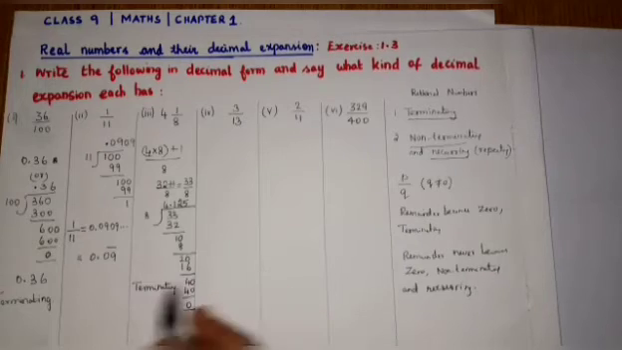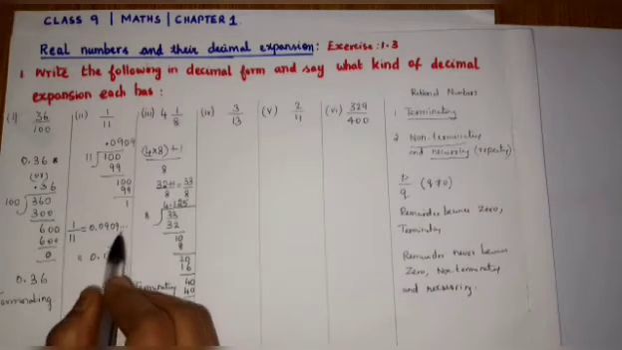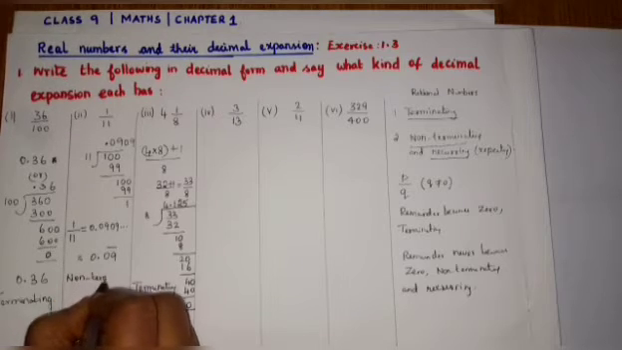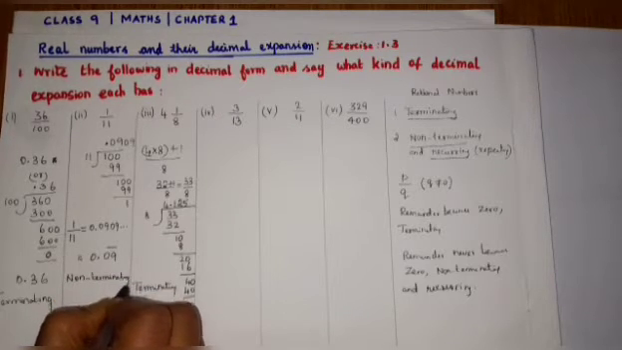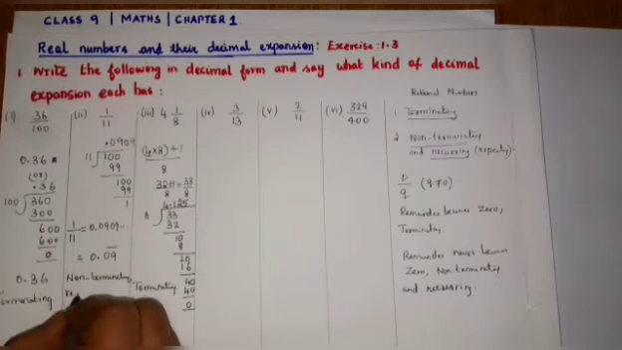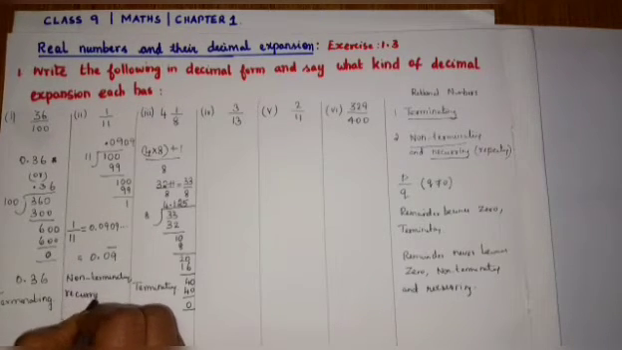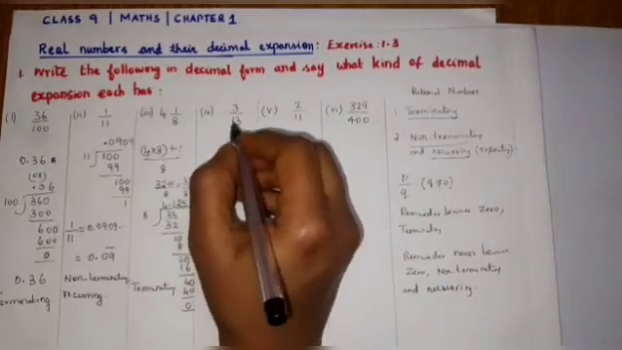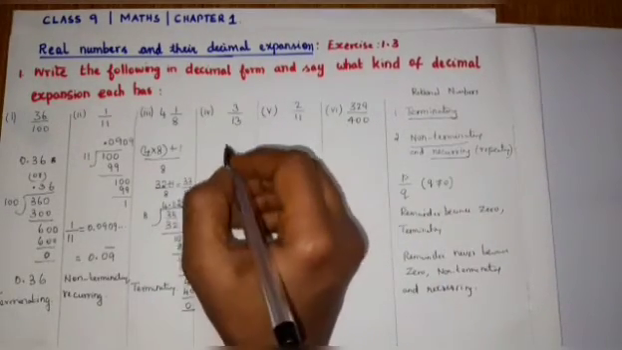Here, regarding this, it is non-terminating. This number is non-terminating, recurring. 09 repeats itself, so recurring. Here, next problem, the fourth problem is 3 by 13.